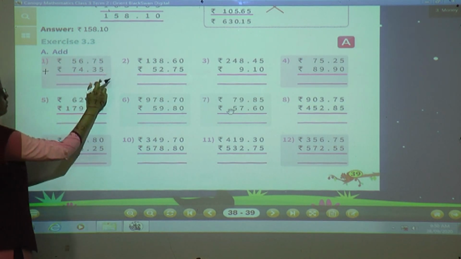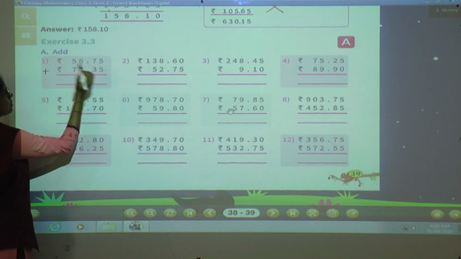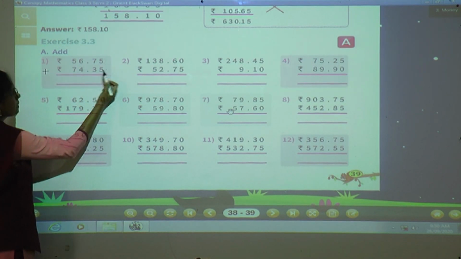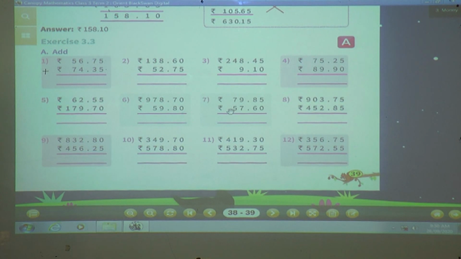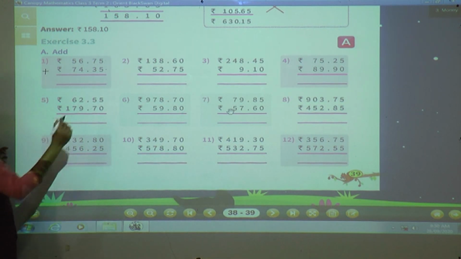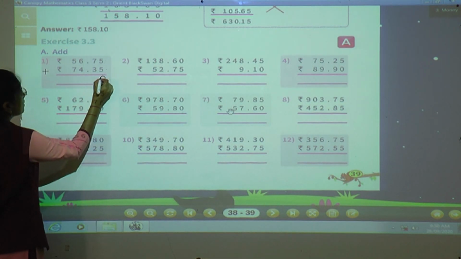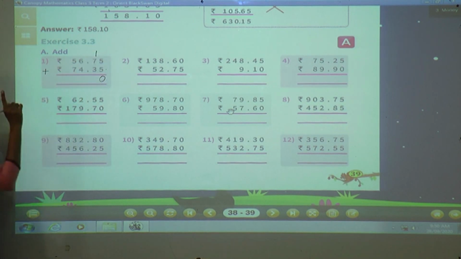Okay, now start from the paise. Here 5 is there and here also 5 is there. So 5 paise plus 5 paise, 5 plus 5, yes, 10. So what we will do here, we will write 0 and 1 will be the carry.